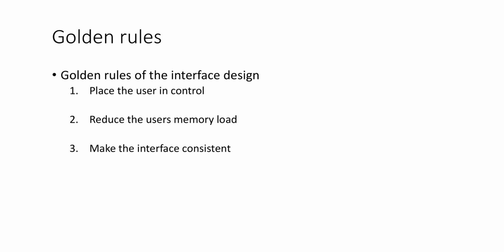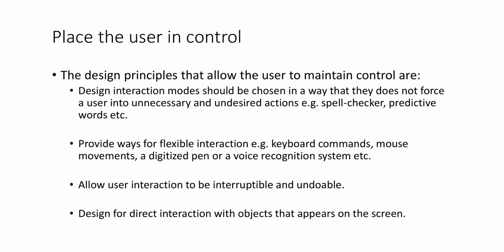Let us start with the first rule. The first rule says to place the user under control. The design principles that allow the user to maintain control are: first, design interaction modes should be chosen in a way that they do not force a user into unnecessary or undesired actions.